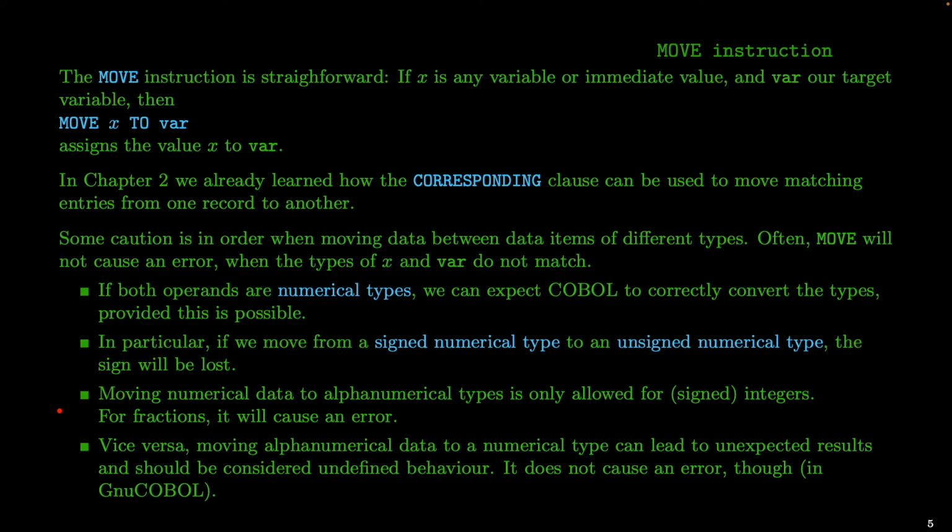Moving numerical data to alphanumerical types is only allowed for integers or signed integers, but for fractions this will cause an error. And the other way around, if we move alphanumerical data to a numerical type, then this can lead to unexpected results. It usually will not give an error, but we should expect the result to be garbage. So we call this undefined behavior.